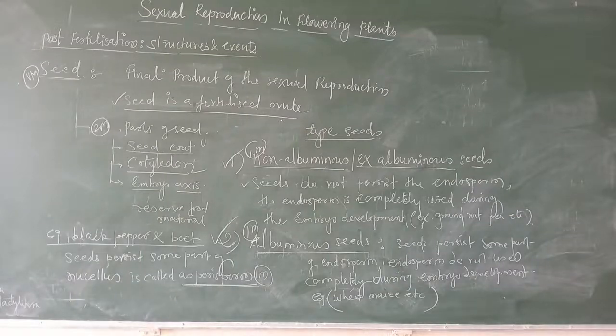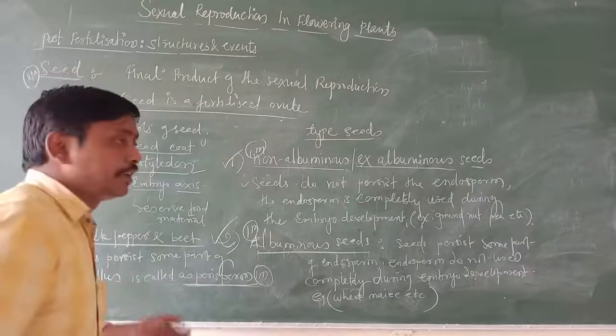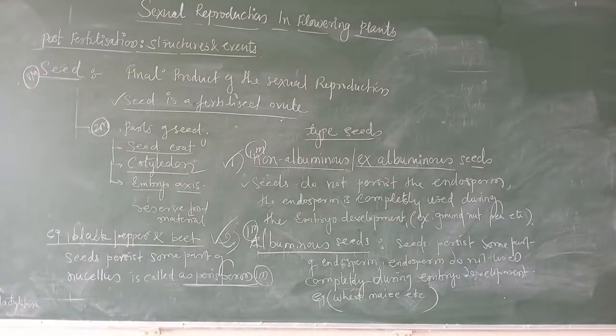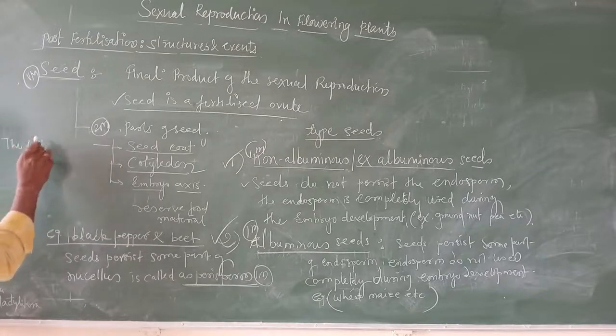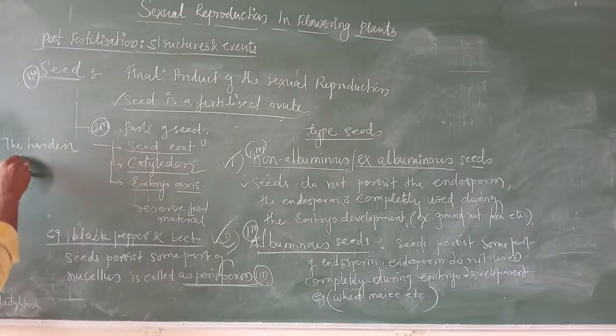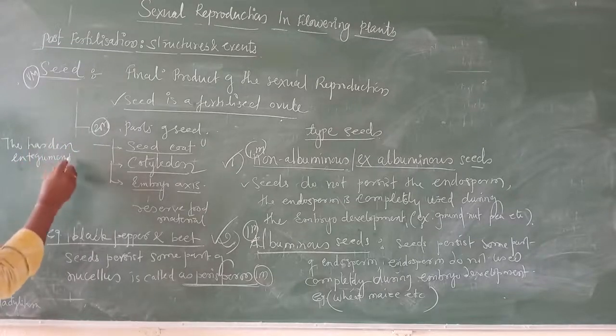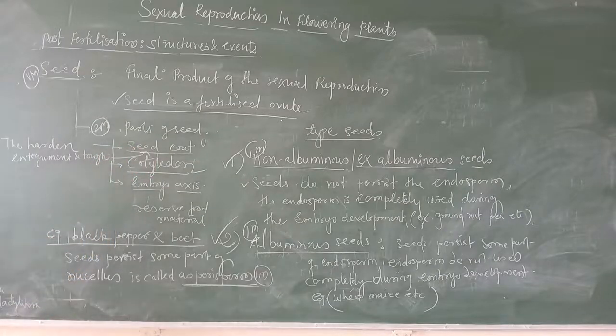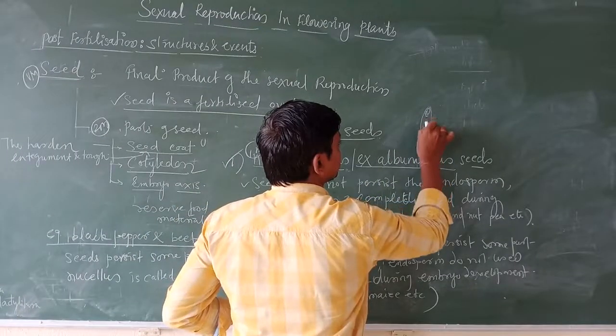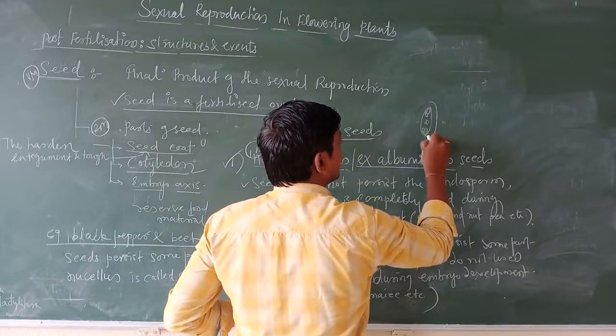Now we'll move towards the next thing. We are going to get the integuments of the ovule. Those integuments of the ovule are hardened as a tough protective seed coat. In the sense, the seed coat is nothing but the hardened integuments. Seed coat is nothing but whatever the integuments are there. Integuments in the case of an embryo. Suppose this is an embryo, and here I've drawn it that way.